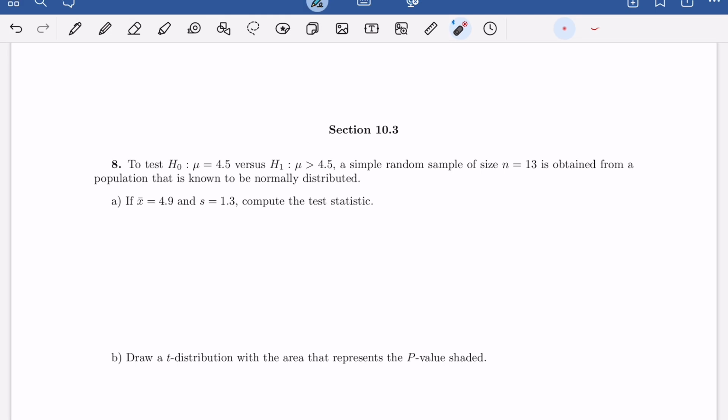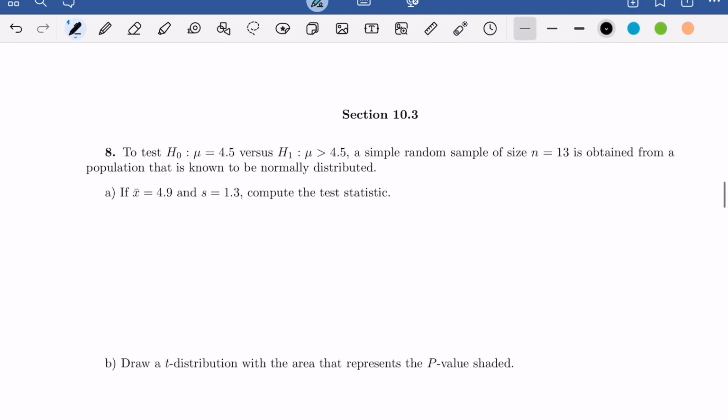This brings us to section 10.3, where we're looking at hypothesis tests for a population mean. So for this first question here, to test mu is equal to 4.5, so the mean is equal to 4.5, versus the mean being greater than 4.5, a simple random sample of size 13 is obtained from a population that is known to be normally distributed. So with this information, if we have that our sample mean is 4.9 and our sample standard deviation is 1.3, we want to compute the test statistic.